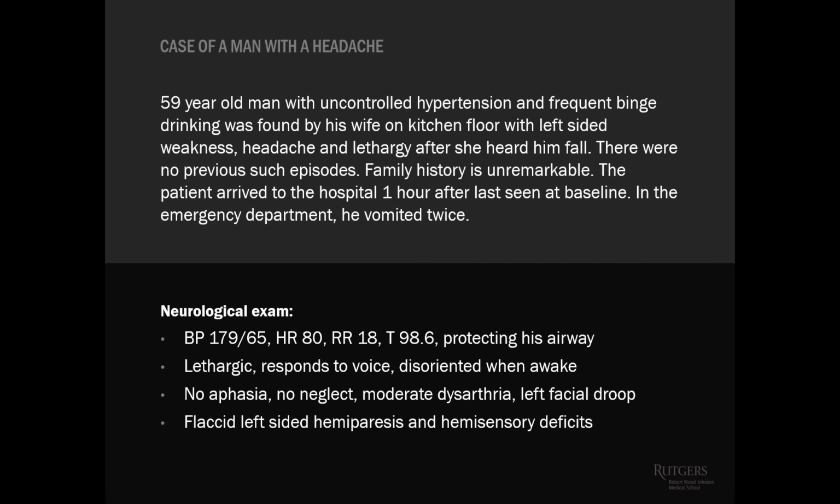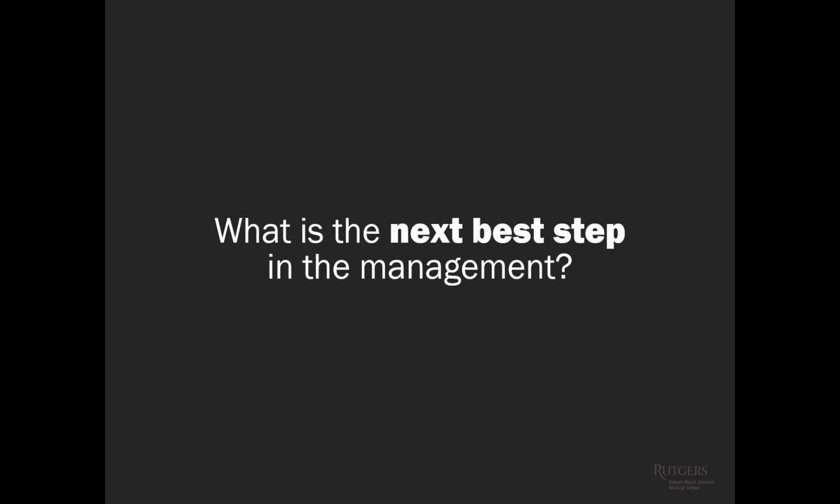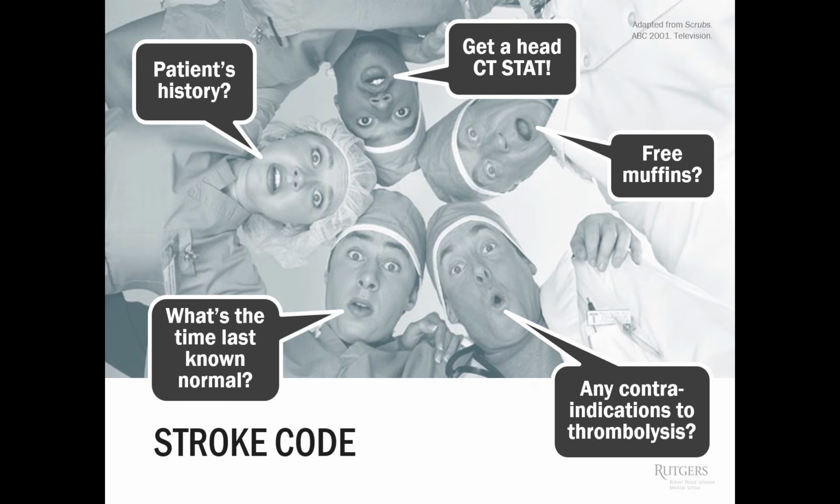On the neurological exam, the blood pressure is elevated, but our patient is still protecting his airway. He's lethargic, responds to voice, but disoriented when he's awake. There is no aphasia or neglect, but he does have moderate dysarthria, left facial droop, and flaccid left-sided weakness and numbness. So what's the next best step in the management? Well, stroke code, of course.